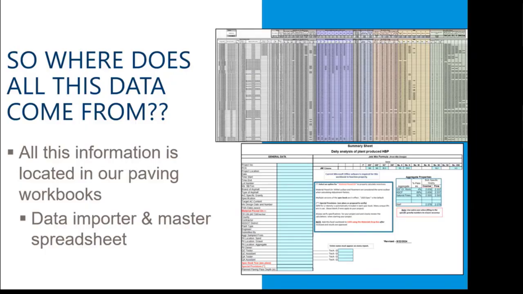So where does all this data come from? Each day of paving on a project, a paving workbook has to be filled out with all of the information for that day, such as tonnage paved, bitumen contents, aggregate gradation, density information, coring data, et cetera. And towards the end of a calendar year, Materials and Research collects all of the paving workbooks for that year, sorts them by project, and uses a data importer to collect the information we specifically need for our master spreadsheet.